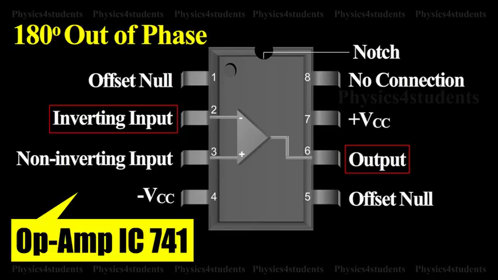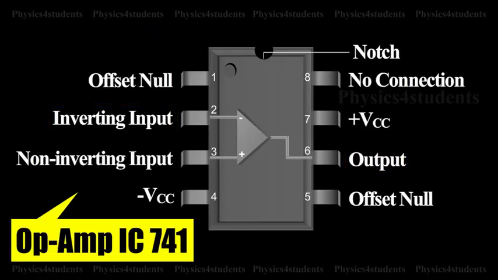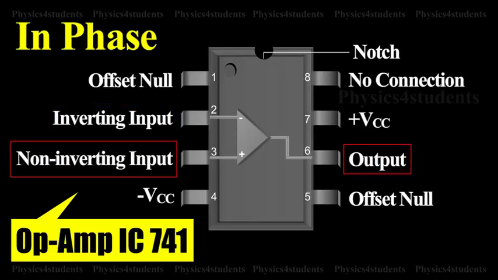A DC voltage or AC signal placed on the inverting input will be 180 degrees out of phase at the output. A DC voltage or AC signal placed on the non-inverting input will be in phase at the output.